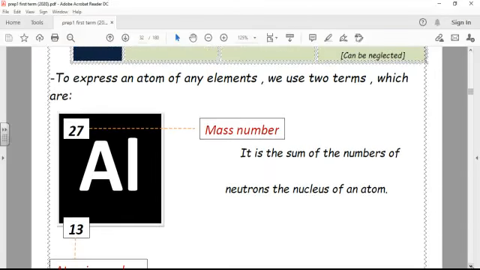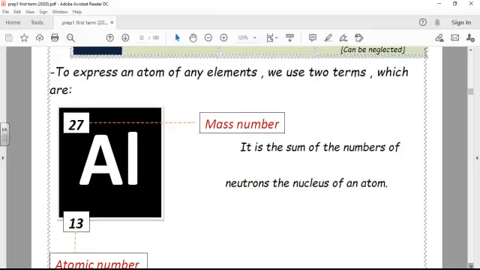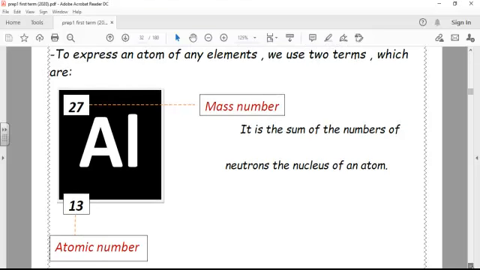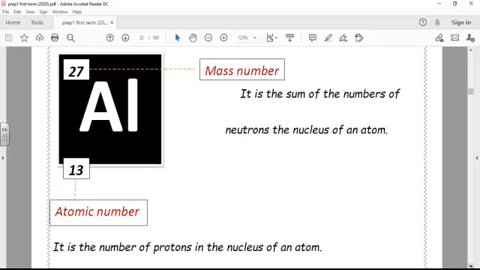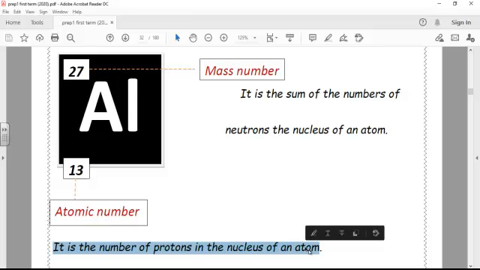Now go to the second part. We want to differentiate between 2 very important terms here, the mass number and the atomic number. The scientists count the protons and the neutrons inside the atom. The positive protons and the negative electrons are the same in number. Either one of them we call the atomic number. So, as you can see here, the atomic number is the number of positive protons inside the nucleus.